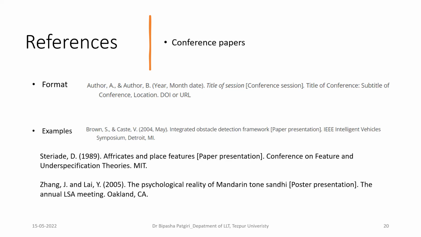Conference papers are to be mentioned just after the name of the presentation. You should write paper presentation or poster presentation, whichever you have actually read, within square brackets, followed by the name of the conference. In this case, the conference on feature and underspecification theories. In this case, the annual LSA meeting, and the place of the conference where it was held.